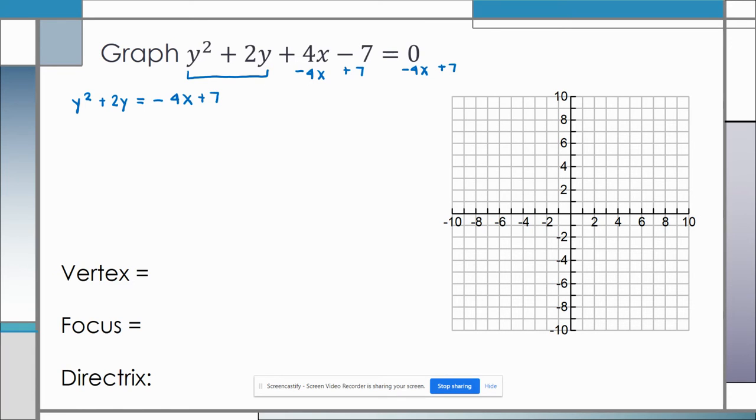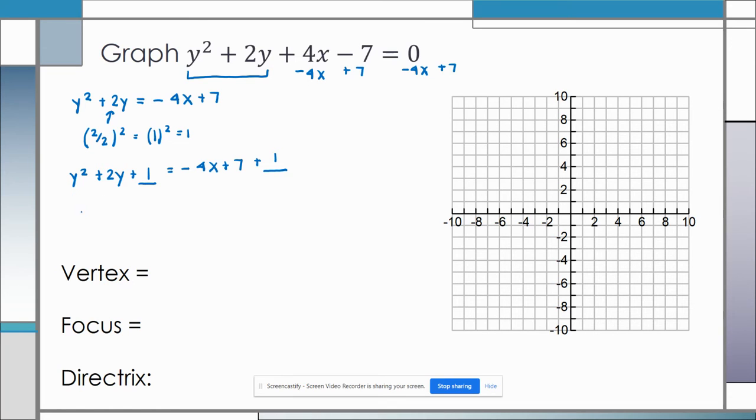And so now I'm going to be completing the square. I'm going to look at the number that's in front of the non-squared term on the left side. I'm going to divide it by 2, and I'm going to square it. Well, 2 divided by 2 is 1, and 1 squared is 1. So that means that I am adding 1 onto the left. And so if I add 1 onto the left, I'm going to have to add 1 onto the right.